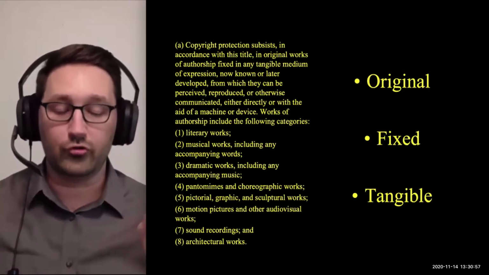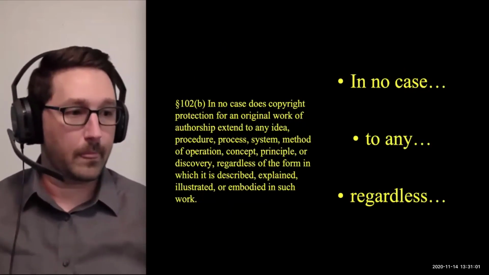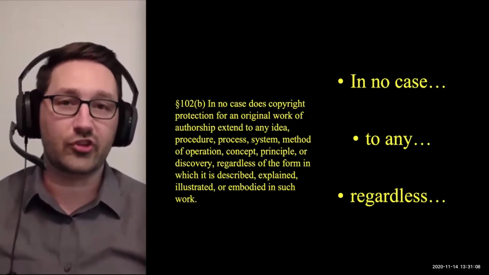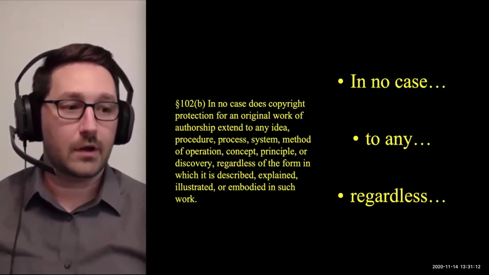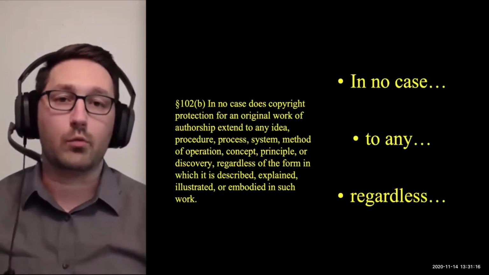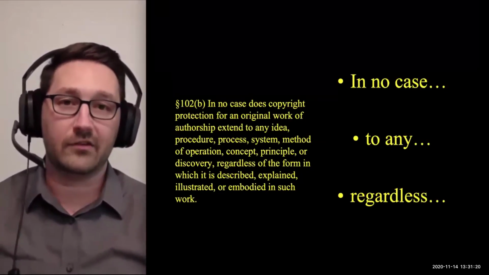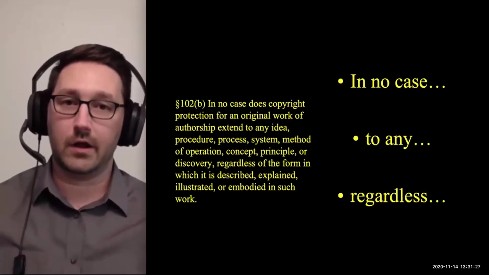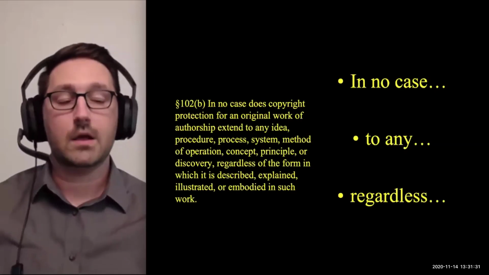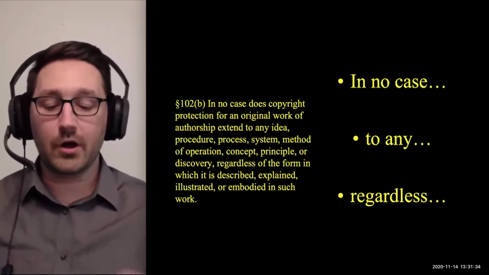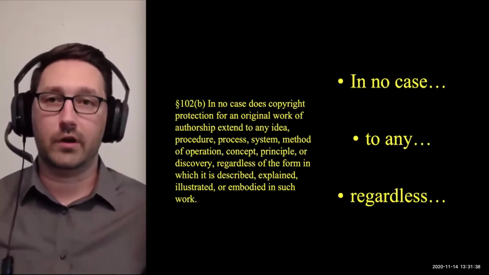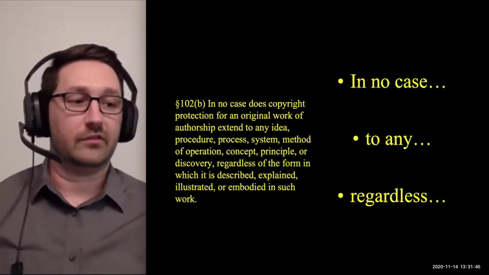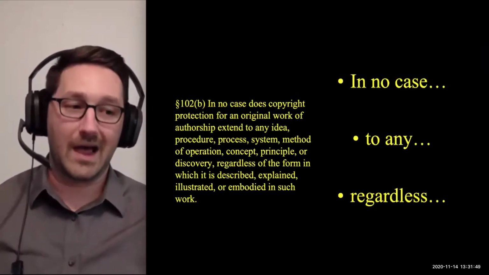So we're going to take a look now at section 102(b) of the US Copyright Code, which comes right after this. In no case does copyright protection for an original work of authorship extend to any idea, procedure, process, system, method of operation, concept, principle, or discovery, regardless of the form in which it is described, explained, illustrated, or embodied in such work. In no case, to any, regardless. It's very, very strong language right there in black letter in Title 17. Now, the reason why that language is strong is because this section partly defines what a copyright is in relation to patents, right? Because a patent would protect a process, a procedure, a system, a method of operation, right? Those are things that a patent would protect.